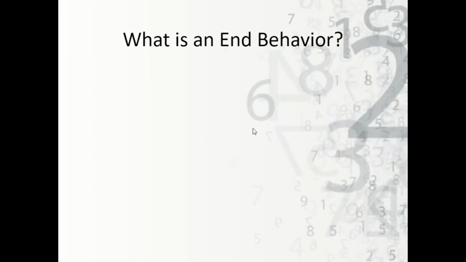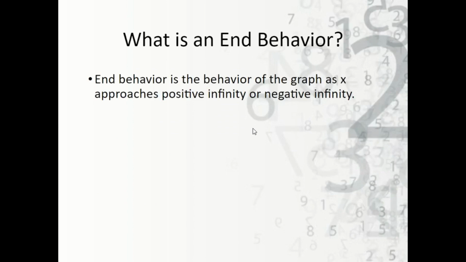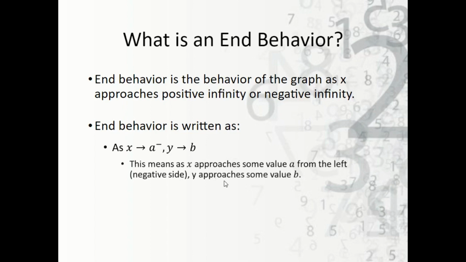Now, what is end behavior? End behavior is the behavior of the graph as it approaches positive infinity or negative infinity. So end behavior can be written as this: as x approaches some value, and it doesn't always have to be infinity or negative infinity, it could be some value, it could be the asymptote. So as it approaches, and this negative sign means that it's approaching from the left side, so as it gets close to that point from the left side, y is approaching some value. The other version would be as x approaches that point from the right side, then y is approaching something.